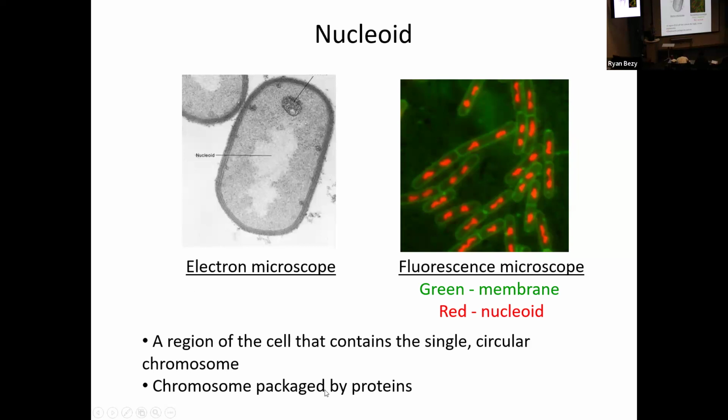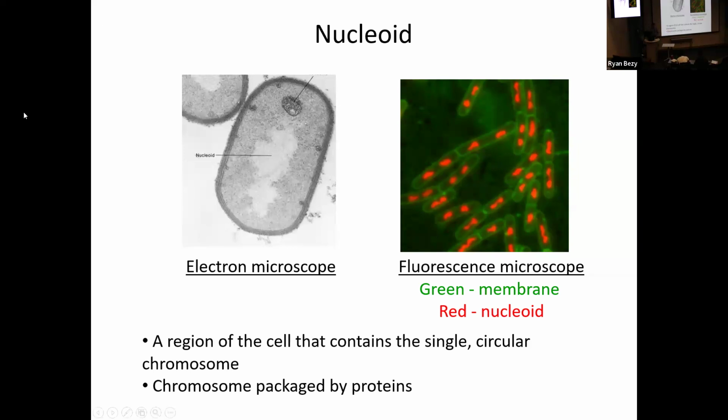So this is an electron microscope image of a prokaryotic cell, but this region right here, you see that's a little lighter, that's the nucleoid region. So the DNA is packaged and condensed. It is an organized structure inside of there. It is not a membrane-bound nucleus.